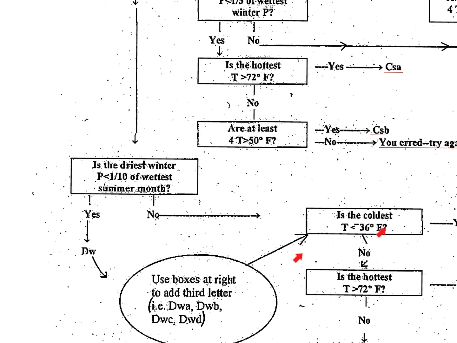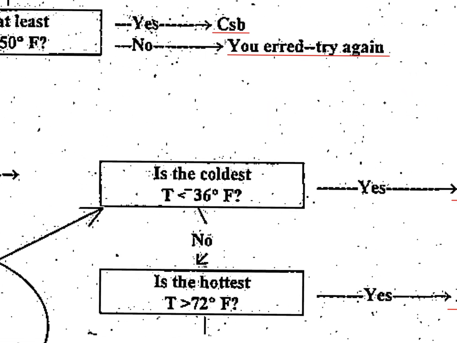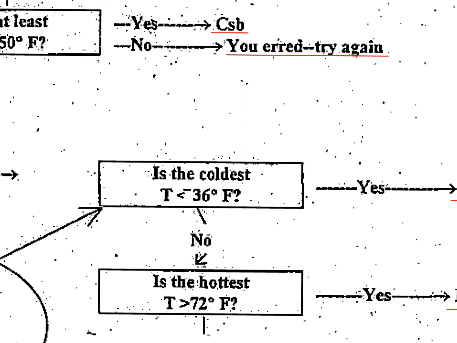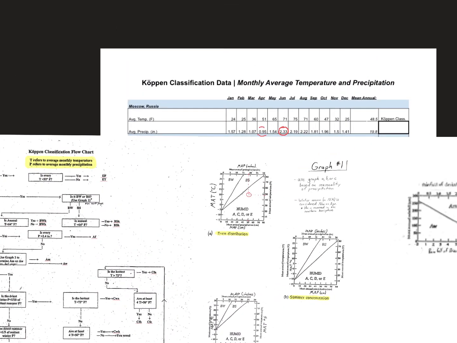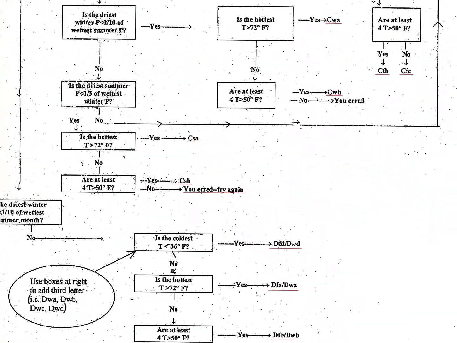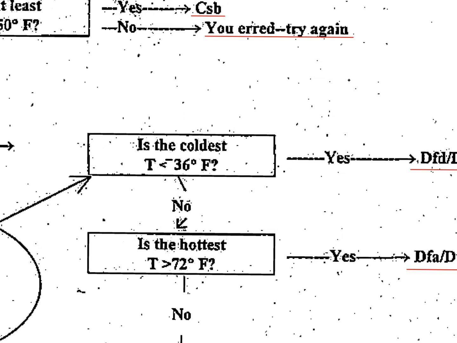Next question. Is the coldest temperature less than negative 36 degrees Fahrenheit? Pay attention to that negative sign. Looking at Moscow's data, we can see that no, even though it's brutally cold, it is not less than negative 36. Heaven forbid. So the answer to that one is no, it is not less than negative 36.